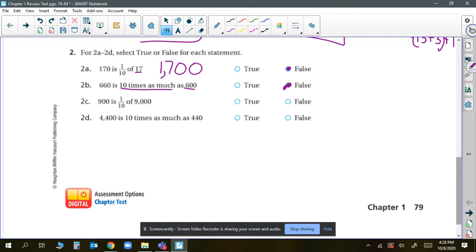Oops, got a little crazy there. All right, 2C, 900 is 1/10 of 9,000. So you say to yourself, is 900 1/10 of 9,000? Yeah, it is. That's true. All right. 4,400 is 10 times as much or 10 times more than 440. Did we just add a 0? Sure did. That one's also true.